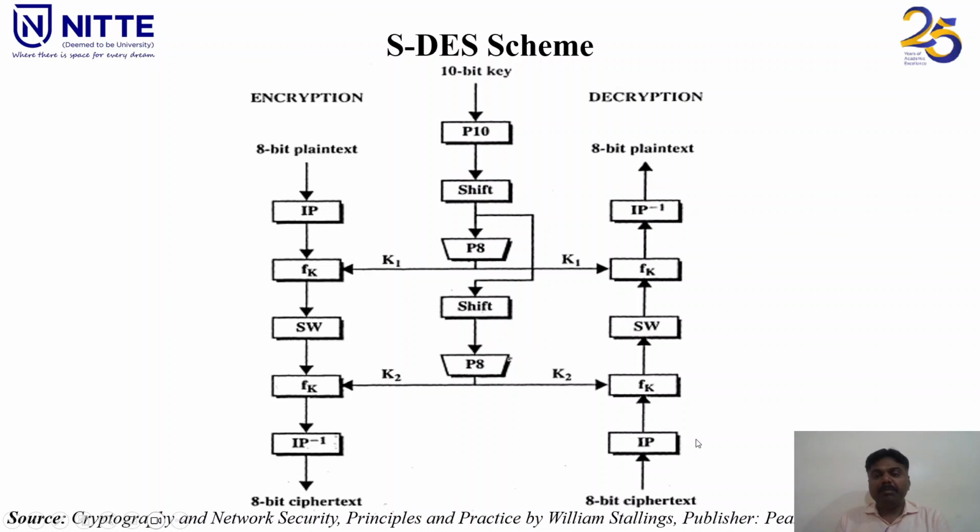Now when it comes to 8-bit plain text decryption, that is from the ciphertext: the 8-bit ciphertext, again I'll perform the initial permutation, then pass it into the function fk with k2, and then I'll perform the swapping of the output of the given function. Then those values will be sent as an input to the next round of function fk with the sub key k1. The output I get, I'll perform the inverse initial permutation, so that I'll be able to get back my 8-bit plain text. In the same fashion, the original DES algorithm is executed.